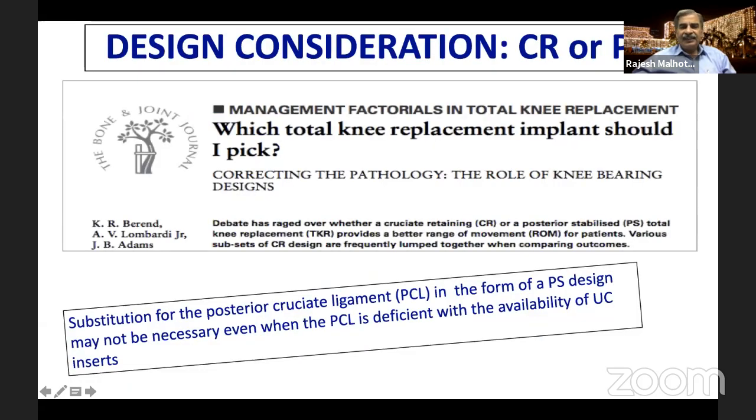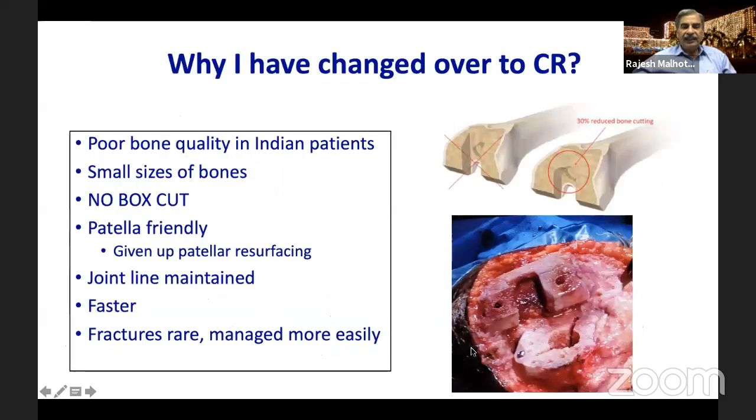So design consideration, CR or PS, basically, this very nice paper, I'll recommend reading it. Basically, if you can't retain the PCL, that will not be a reason for me to go to PS, because then I will just use the UC insert.